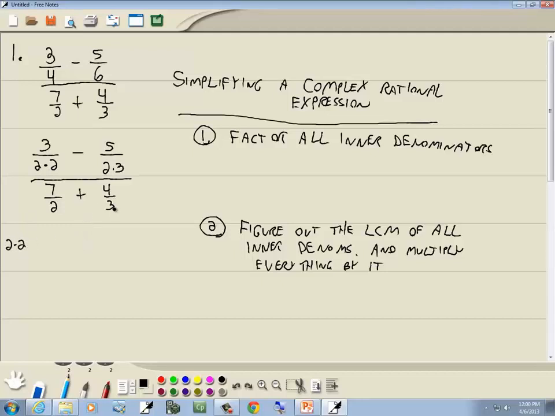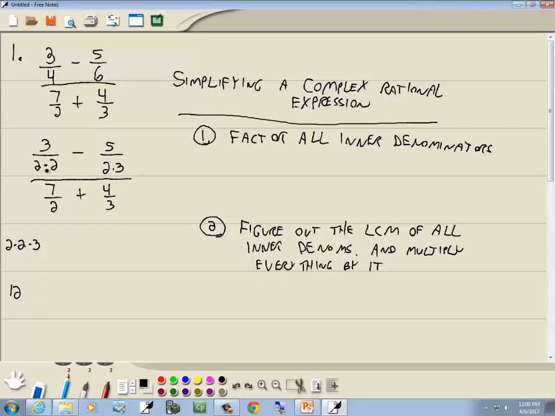Then I go to my next factor, which is 3. And I'm looking for the greatest number of 3's in any single inner denominator. There's none here, 1 here, none here, 1 here. So the greatest number of 3's in a single inner denominator is 1. So that's our LCM. 2 times 2 is 4, times 3 is 12. So we're going to multiply everything by 12.